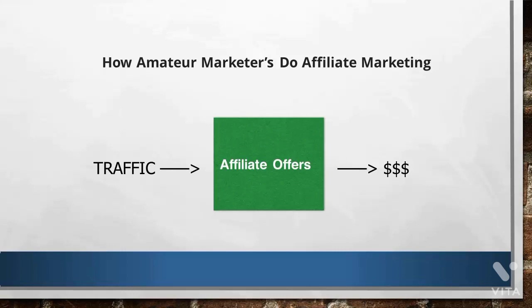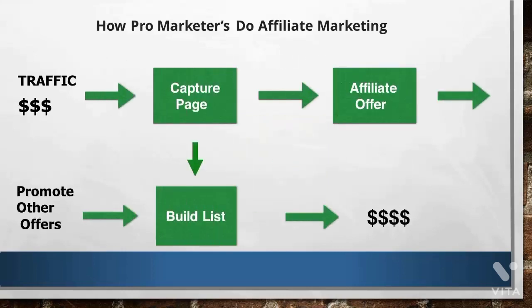But if this is the way newbie marketers do affiliate marketing, then how do pro marketers do it? Or better yet, how should you correctly be doing affiliate marketing? Here is how. Once you send traffic from any external sources, especially from paid traffic like Facebook, PPC traffic, or solo ad traffic, you mustn't send it directly to your affiliate offer. Instead, you have to build a squeeze page in front of the affiliate offer.